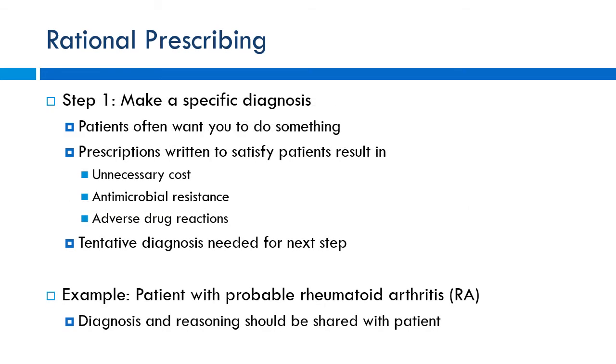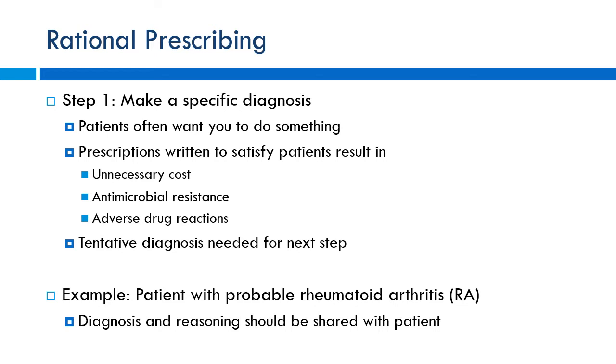So step 1, you should probably make a pretty specific diagnosis. Now, is this always possible? Not always, right? You may not know specifically what's going on with your patient, but you try to make the best guess you can using lab values and exams and all kinds of other stuff. However, patients oftentimes want you to do something, and that's why prescriptions oftentimes get written, even though they may not be totally useful all the time.